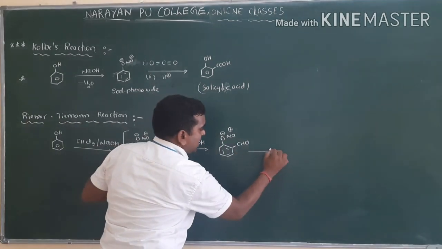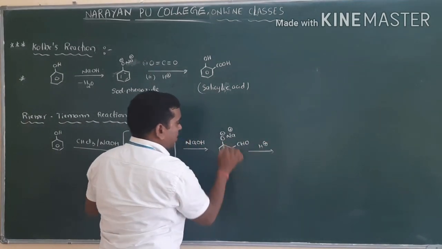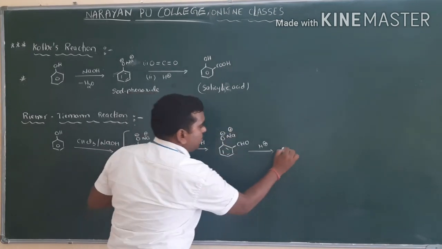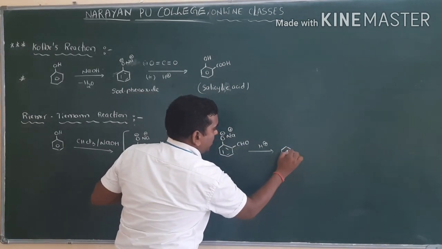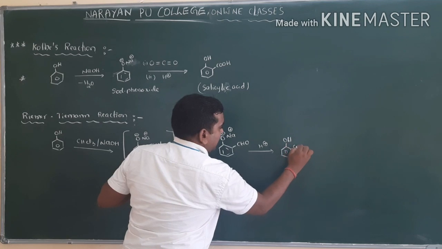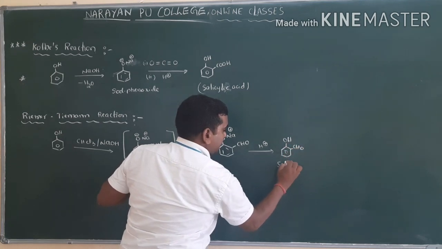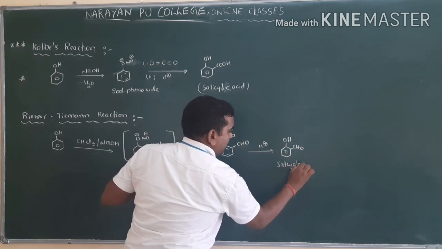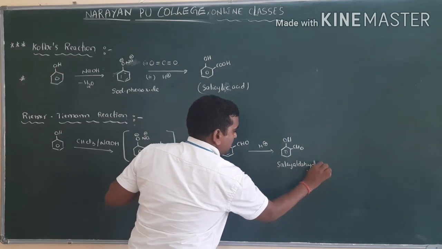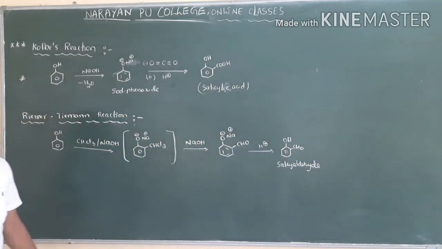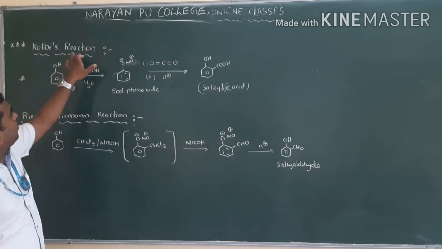Next, ONa is there, and do the hydrolysis, add the water, and H will be added here, OH will be added here. You will get the compound OH and CHO. This is salicylaldehyde. So here, what is the electrophile in the Kolbe's reaction?